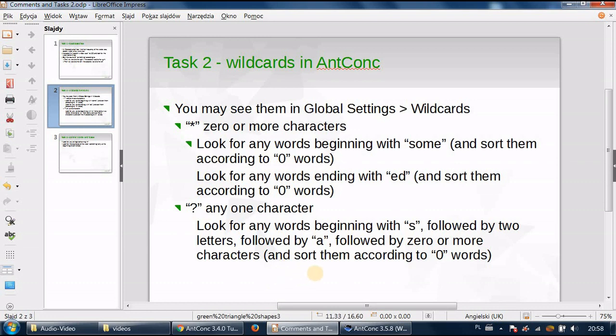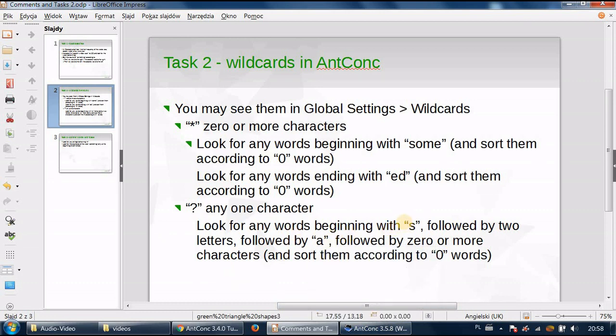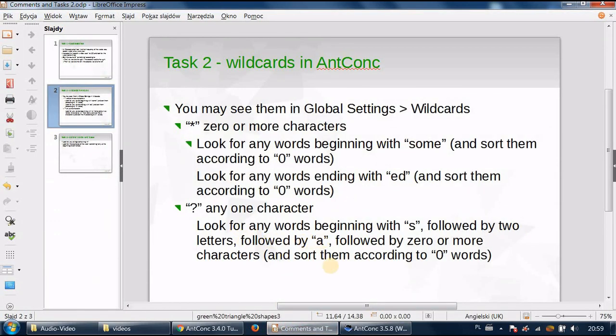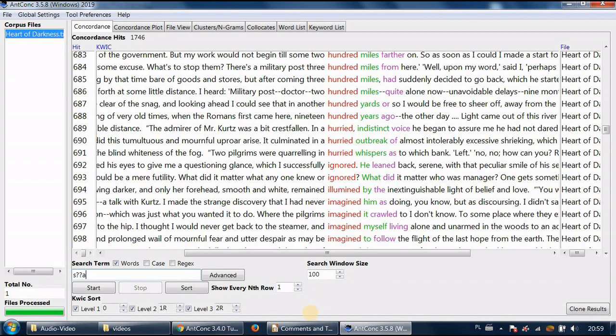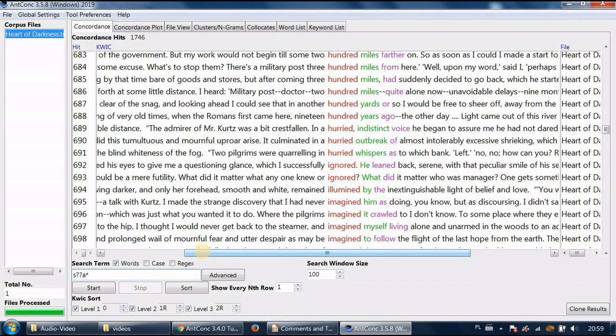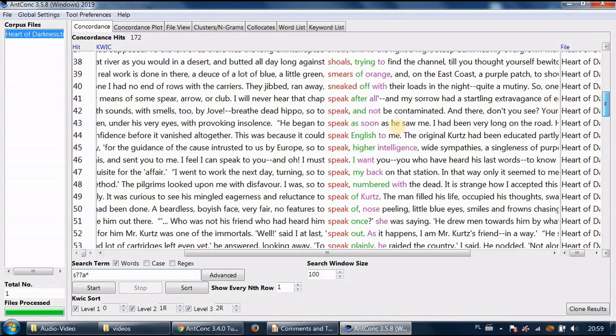Okay, I assume you've done it, or you tried to do it, so let me try to do it myself. I haven't done it yet myself, so let me just try to follow my own instructions or what I devised just a few moments ago. So first, S followed by two letters, so two question marks, followed by A, and then followed by 0 or more characters, so by the asterisk. Okay, let's see what we get. Okay, quite many of them, as you see. Oh, some of them. Okay, the word speak.